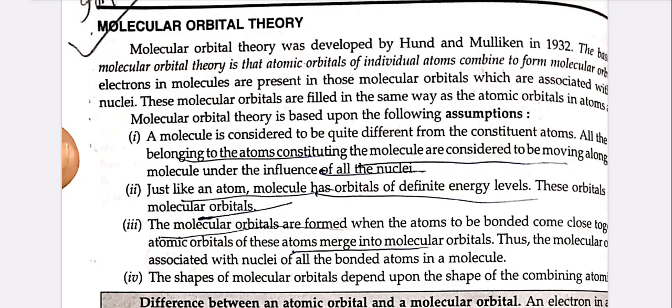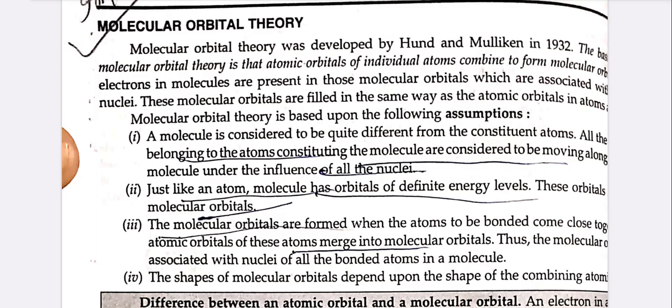Molecular orbital theory is based upon the following assumptions. A molecule is considered to be quite different from the constituent atoms. All the electrons belonging to the atoms constituting the molecule are considered to be moving under the influence of all the nuclei. Just like an atom, a molecule has orbitals of definite energy levels. These orbitals are called molecular orbitals.